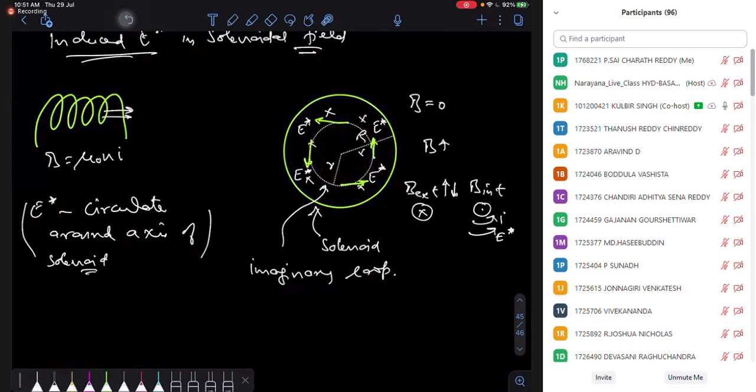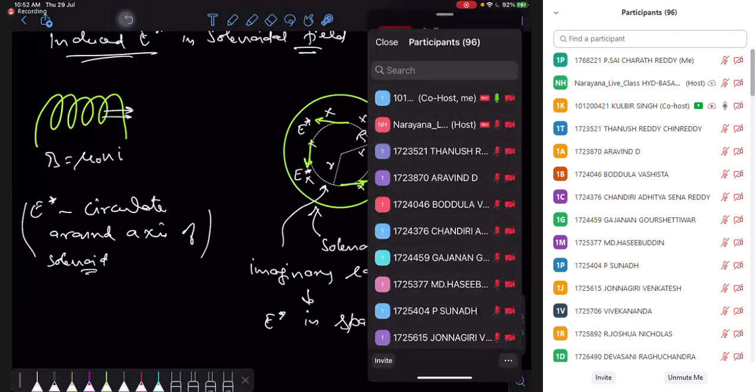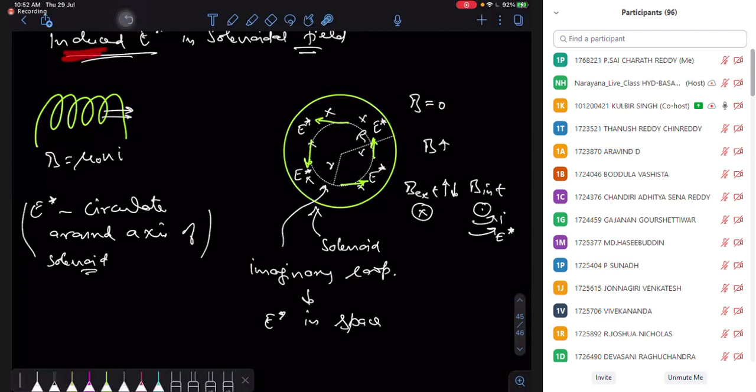So because it's an imaginary loop, my electric field is not developed in the metal. It is going to develop outside the metal, in a space. I hope you understand the point here. Because it's an imaginary loop, so E star is in a space. So I'm going to apply Faraday's law in a space. That makes it beyond our syllabus. We have learned Faraday's law in the metals. But to understand that induced electric field, Faraday's law goes into the space.